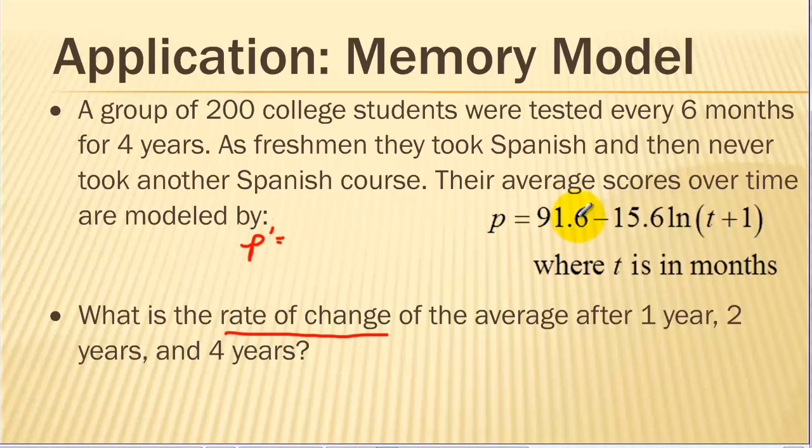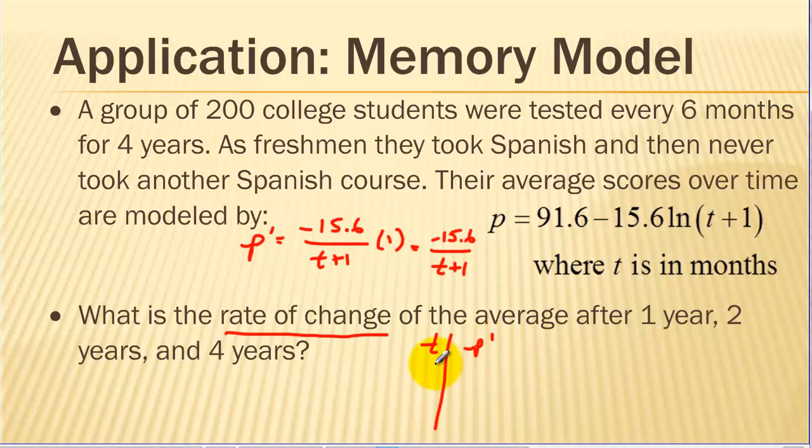So if we take the derivative of this, the derivative of 91.6 is 0. And here we've got negative 15.6 over t plus 1, and then times the derivative of the expression, which would be 1. So it's just negative 15.6 over t plus 1. So now we wanted to find our rate of change after 1 year, 2 years, and 4 years. So let's let our t here, and we'll evaluate our p prime. So we're going to do that for 1, 2, and 4.